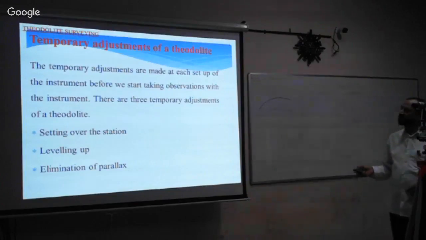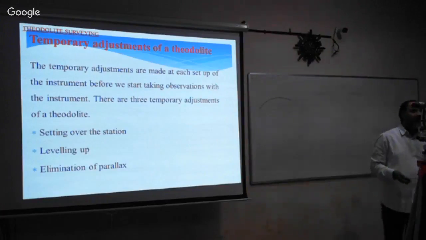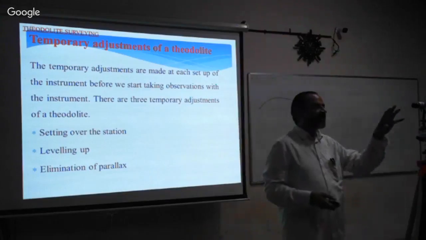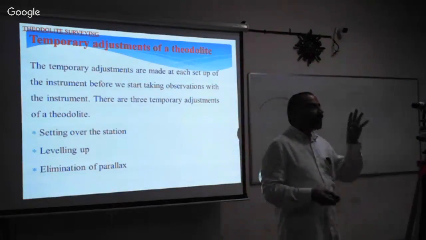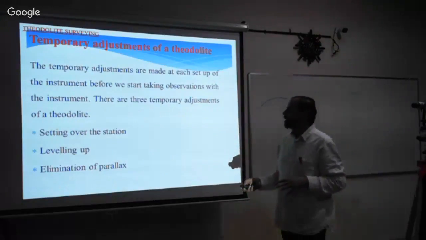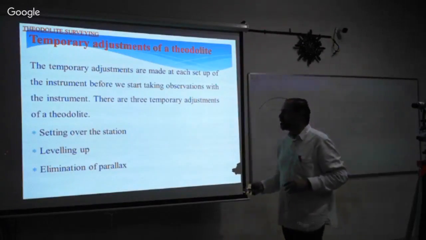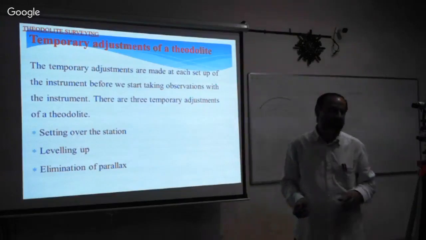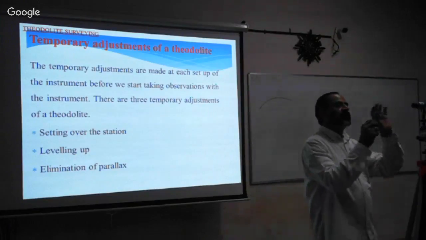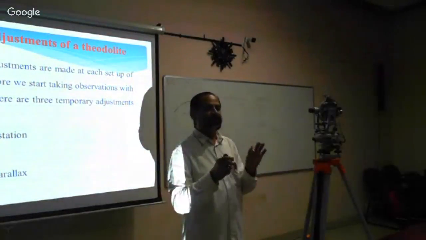Then let us understand the temporary adjustment. How to install the instrument? The setup, that is, the temporary adjustment. How to make the temporary adjustment of the theodolite? That is the first job. Now there are three stages here. The first stage is setting the instrument over the station. Second is leveling up. The third one is elimination of parallax.